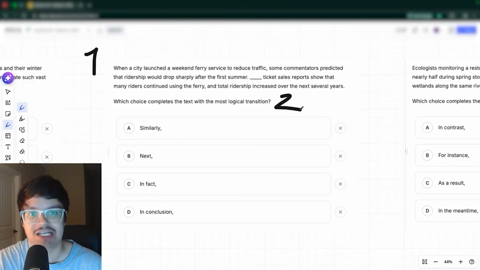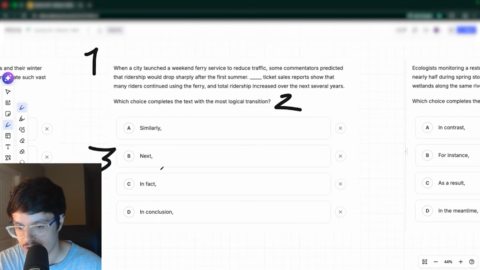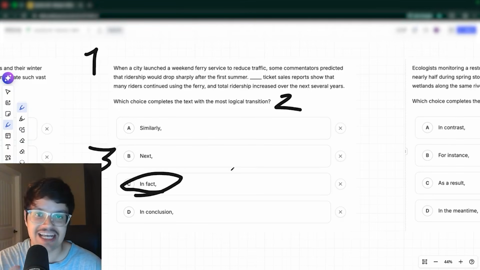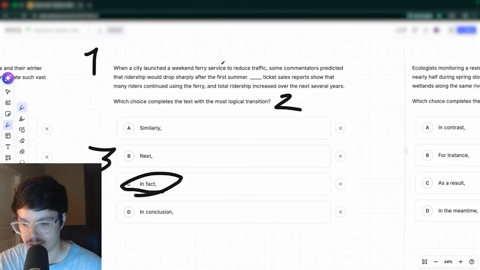So definitely it seems like something like however. We're looking for something with a contradiction here. Looking at the choices here, the closest one of that is definitely in fact. In fact, it doesn't really seem exactly like a contradiction, but that is what it's saying, because they're saying that they thought this would happen, but in fact, in actuality, something different happened.